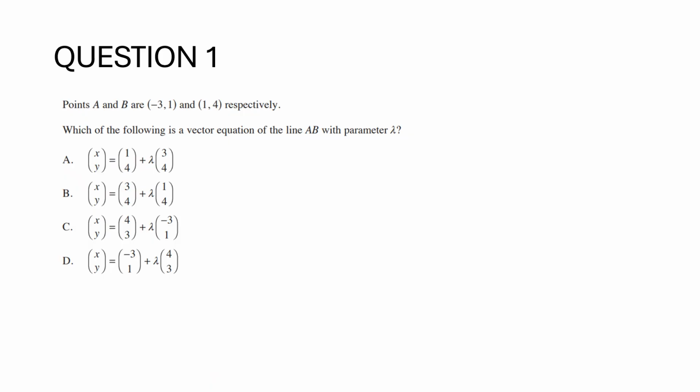Question 1. Points A and B are (-3, 1) and (1, 4) respectively. Which of the following is a vector equation of the line AB with parameter lambda? So we need a direction vector, which could be AB, which is (1 take away negative 3, 4 take away 1), which is (4, 3). And then we want the direction vector plus a point that lies on the line. So the answer is D.